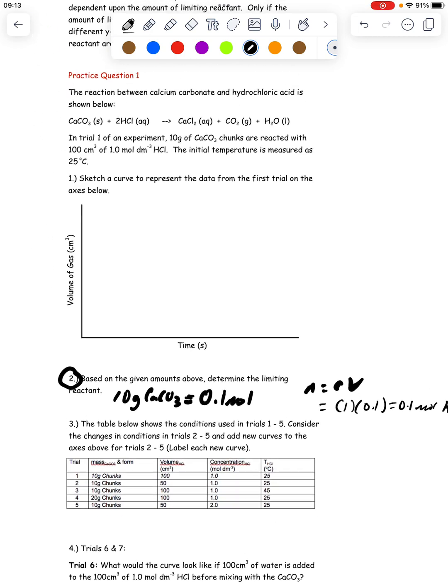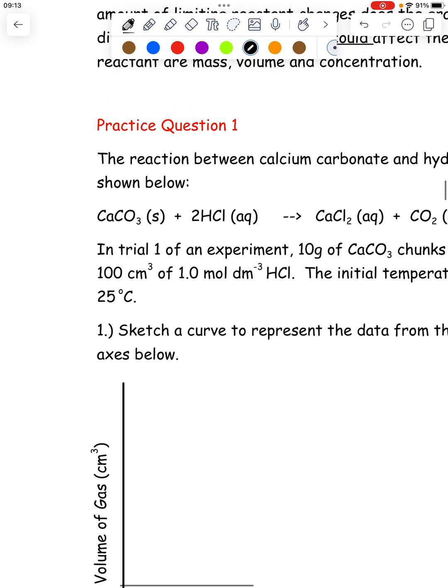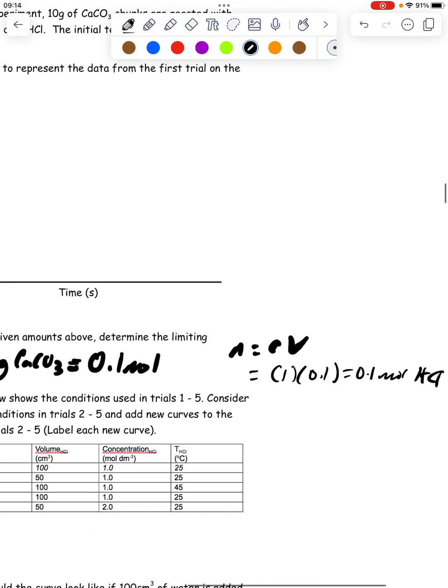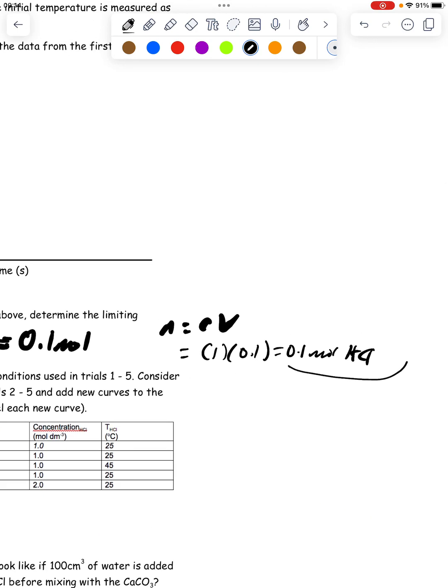So it would seem that they're matched until we look at the chemical equation and I see that I need 2 HCl for every 1 calcium carbonate. And that means I'm going to use HCl twice as fast. And since I have the same moles, that means HCl is my limiting reactant.